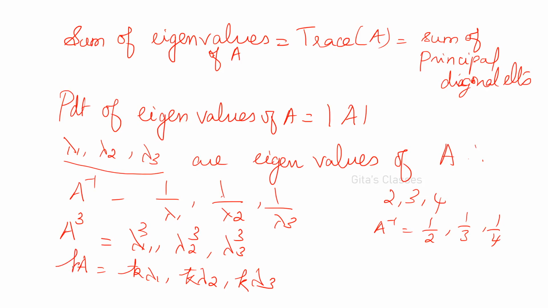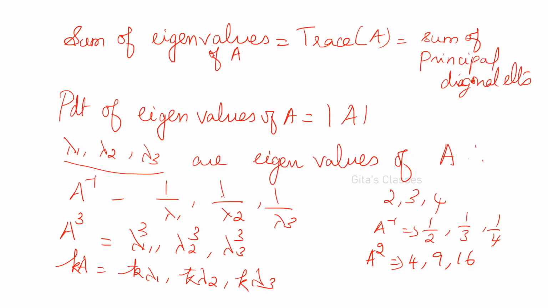Eigenvalues of kA: you multiply each and every value by k. Similarly, here 2, 3, 4 are the eigenvalues of A. So what are the eigenvalues of A squared? 2 squared is 4, 3 squared is 9, 4 squared is 16. These are the eigenvalues of A squared. Okay.